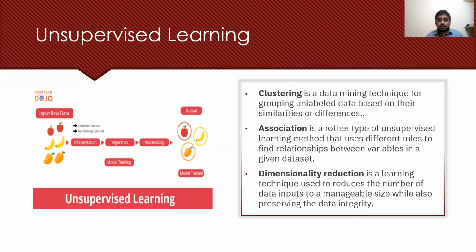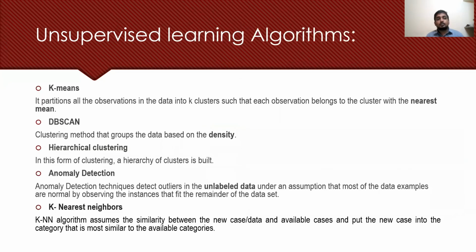And dimensionality reduction, like say we have big data, we don't have the computational power, or sometimes we don't need that many features. So we generally reduce the dimensionality of features. And to do these things, we need unsupervised learning. So dimensionality reduction is a learning technique used to reduce the number of data inputs to a manageable size, which does not affect the integrity of the data. If the integrity of the data is affected, then it's of no use for dimensionality reduction. So that's some use of unsupervised learning.